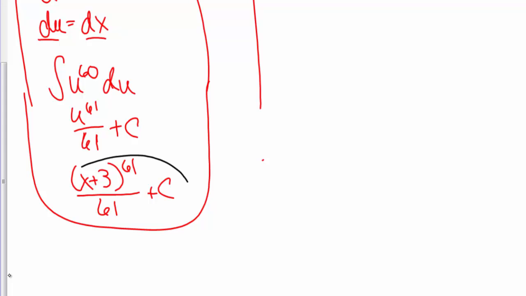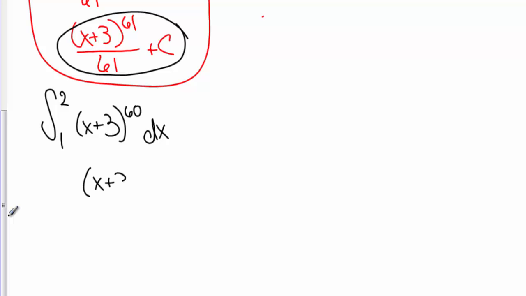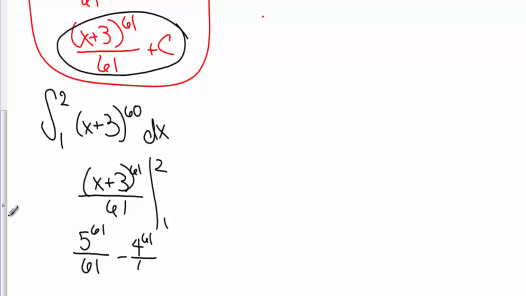It's right here. And then, according to the fundamental theorem of calculus, if I want to do this definite integral from 1 to 2 of (x plus 3) to the 60th dx, I know it's going to be a specific antiderivative, so (x plus 3) to the 61st over 61, evaluated from 1 to 2. So now I can plug in the 1 and the 2. So I get 5 to the 61st over 61 minus 4 to the 61st over 61.